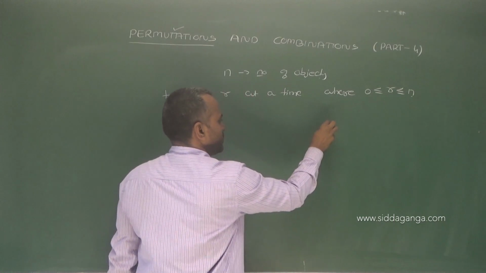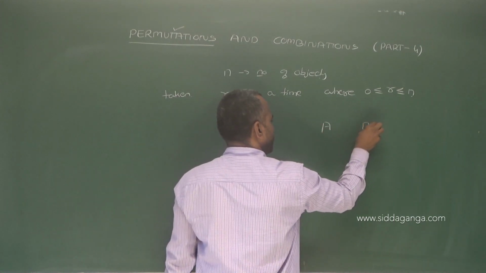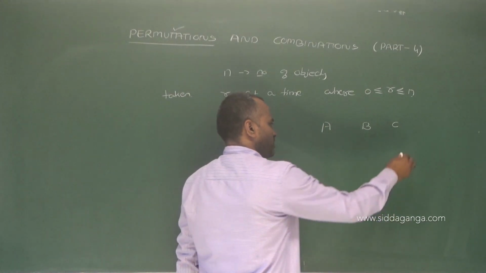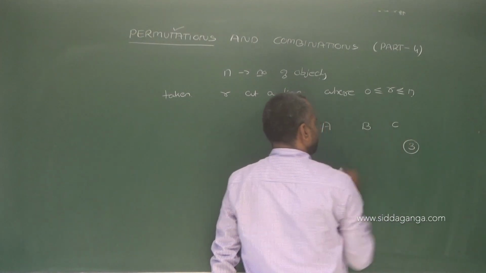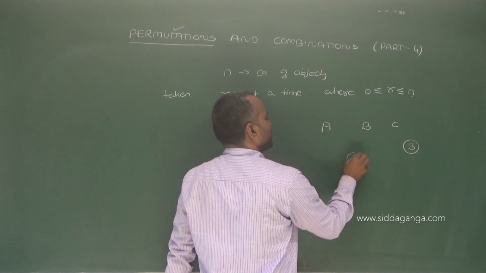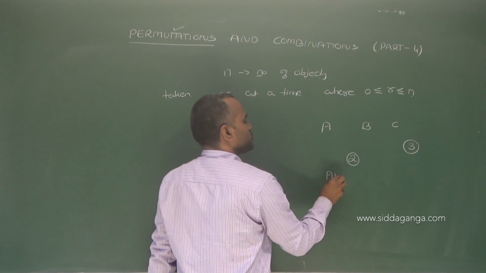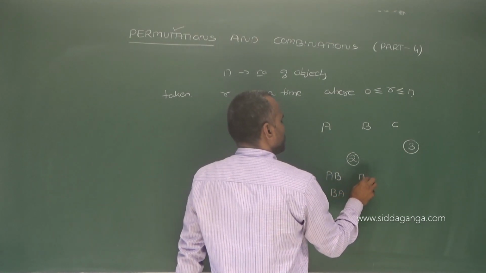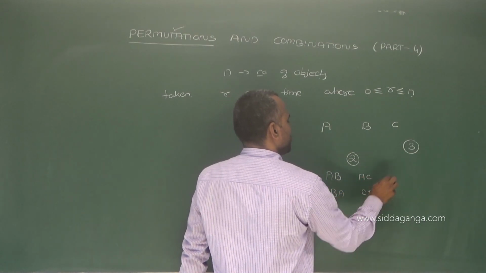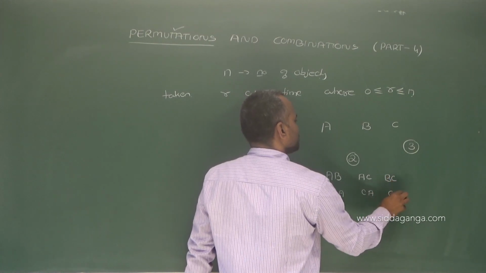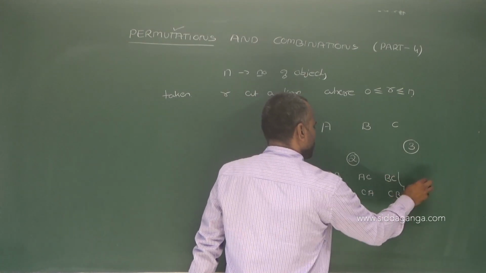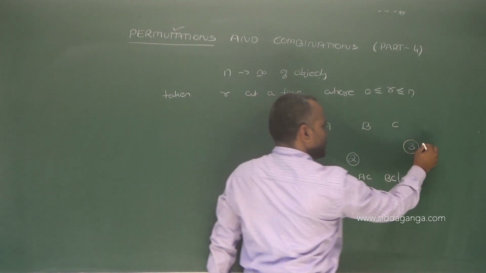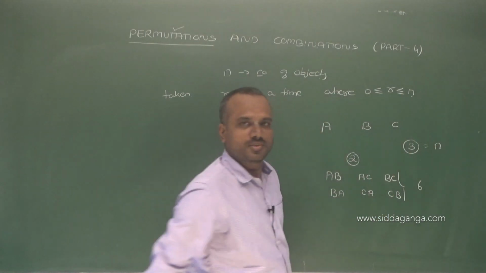See, observe here. Just now I gave one example, A, B, C. How many elements are there? 3 elements are there in my pockets, taken 2 at a time. So what are the possibilities? Just now I wrote AB, BA, AC, CA, BC, CB. Total number is 6. So n number of objects, here n is equal to 3.